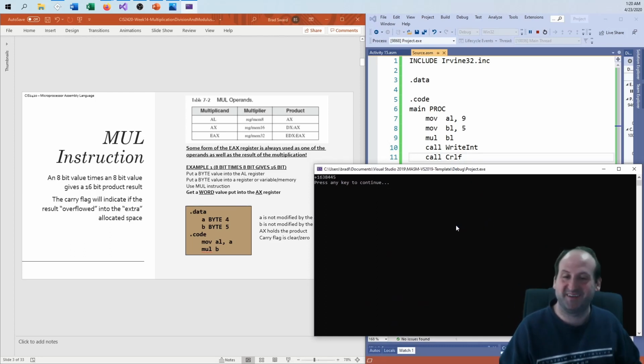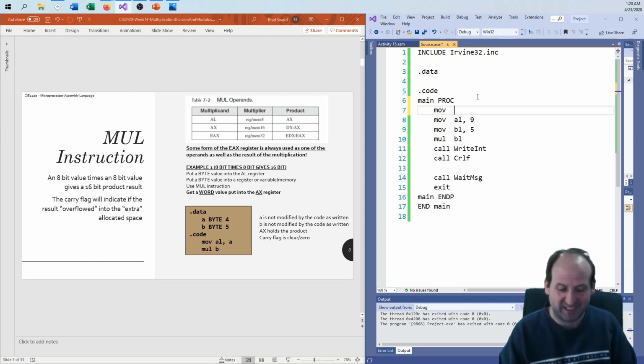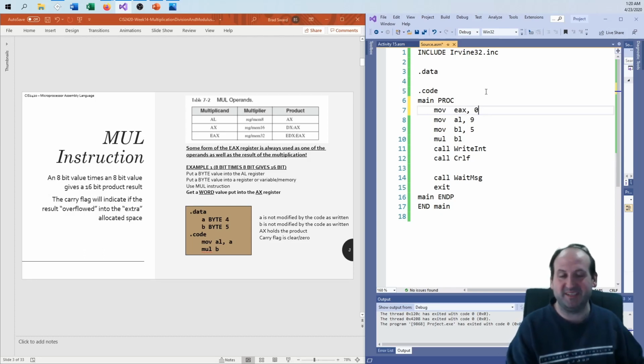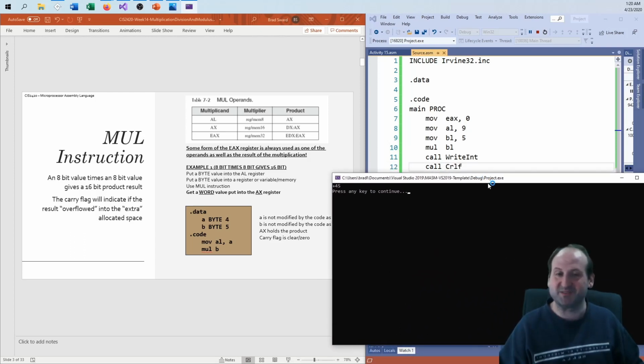What do we get there, right? Like, oh, shoot. Is that right? Is that wrong, right? You're like, well, I see a 45 there, but is that right? Is that wrong? So let's just test it out. Let me just blow out and replace the EAX register with 0 before I start over. And you see that, yes, everything was right in there.